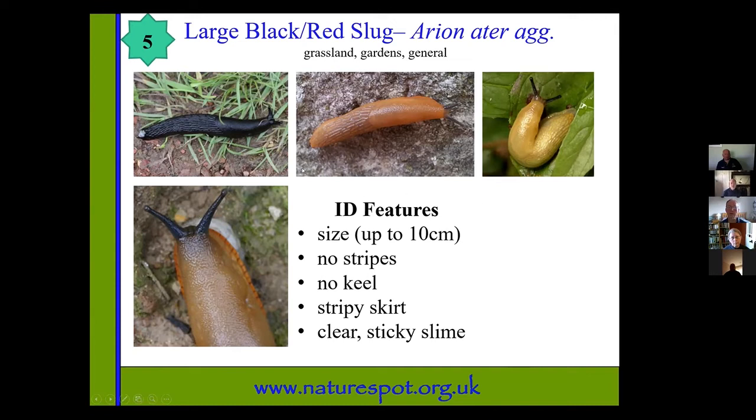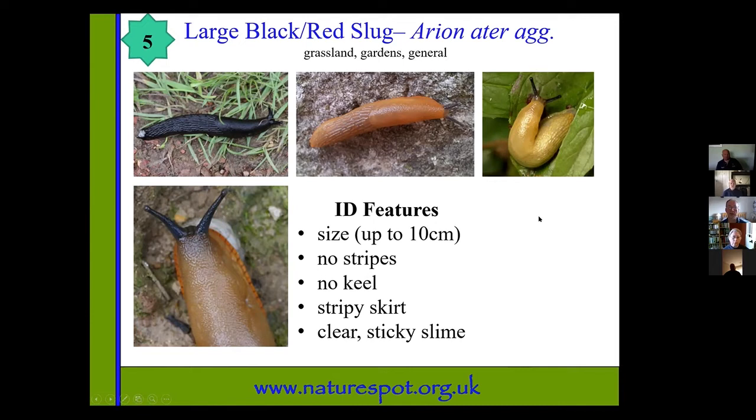There are three main groups. There's the Arions that don't have a keel at all. There's one or two that we're going to look at in a minute that have a very short keel, just here on the back. And one or two that have the keels that run all the way up to the mantle here.